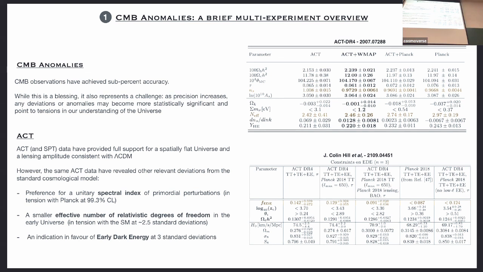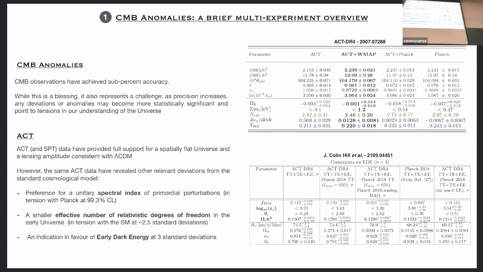This may suggest that the Planck lensing and curvature anomalies can simply be explained in terms of observational systematics or statistical fluctuations. However, the same datasets from ACT have shown other mild to moderate deviations from ΛCDM. For instance, from ACT, we have got a preference for a lower spectral index of primordial perturbations, in agreement with Harrison-Zeldovich scale-invariant spectrum, and in tension with Planck at more than 99% confidence level.